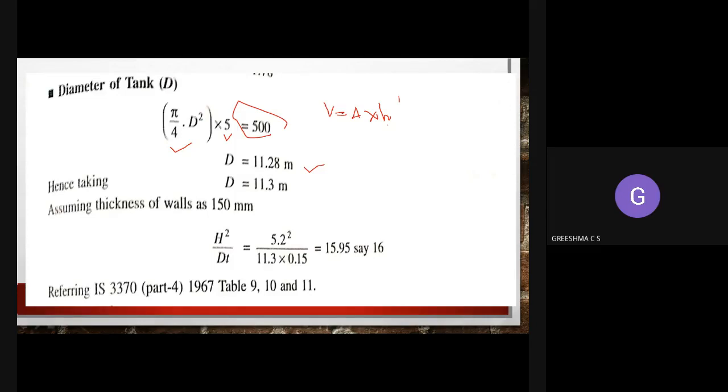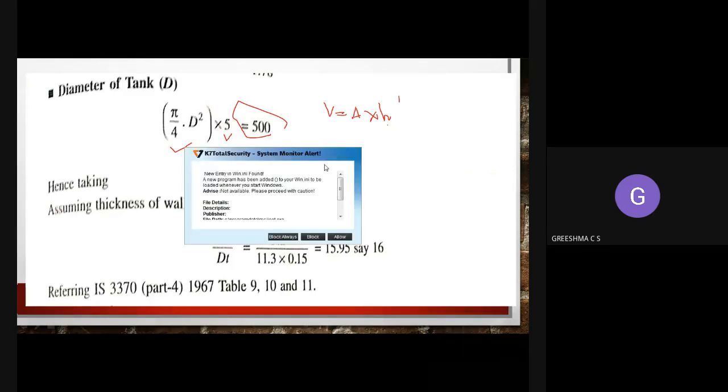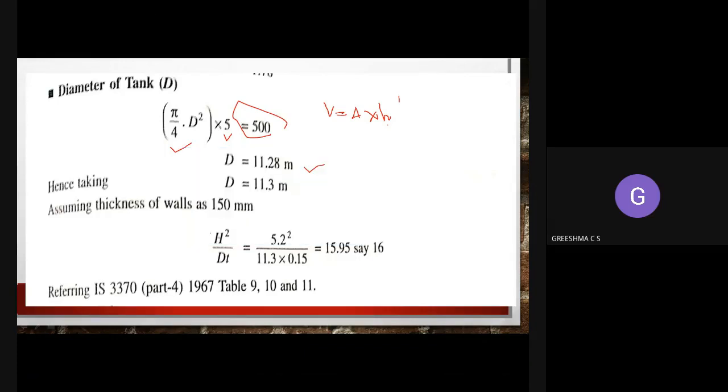So now coming to the most important part. Now that we have the diameter and we have the thickness of the walls, okay, we got the diameter, we got the thickness. Next, you have to find out this constant. Okay, why, I will tell you.